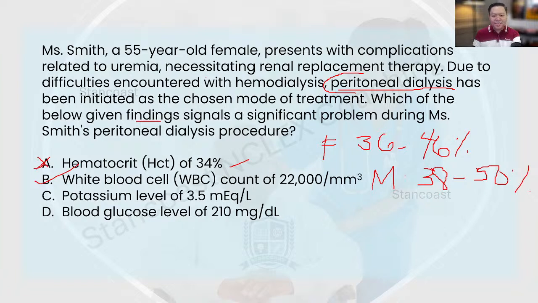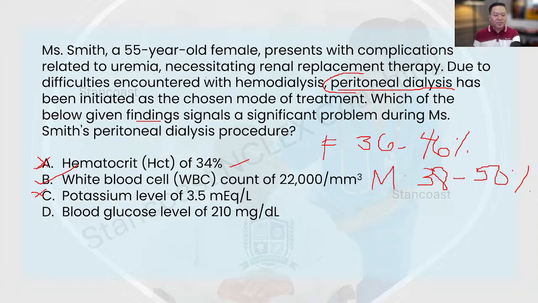Because hematocrit really is not gonna prevent us from proceeding with the PD. Now let's take a look at letter C. Potassium level of 3.5. What do you think about potassium 3.5? Is it normal? Yeah, it is normal. The range that we have discussed is 3.5 to 5.0 milliequivalents per liter. And so this is something that we're not gonna worry about. We're gonna X that out. It's unnecessary. It's just a distractor. It doesn't cause any problem to continuing PD.